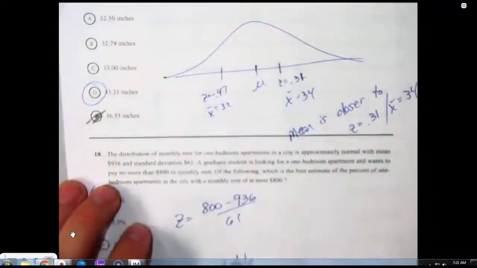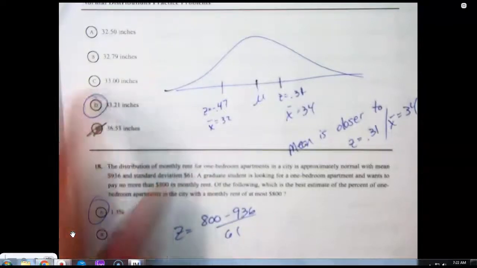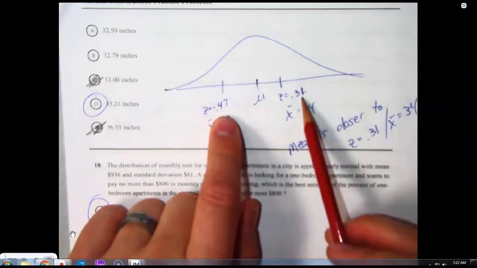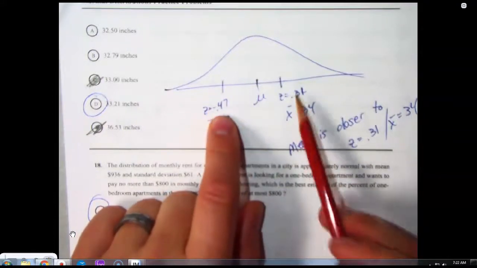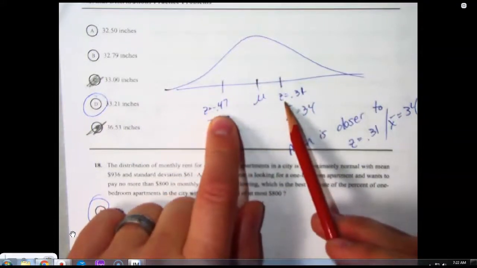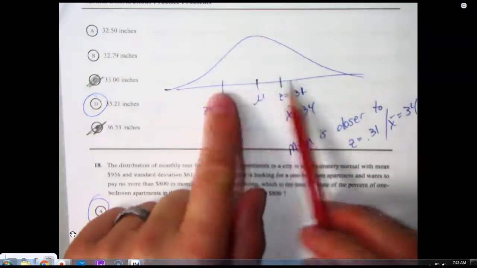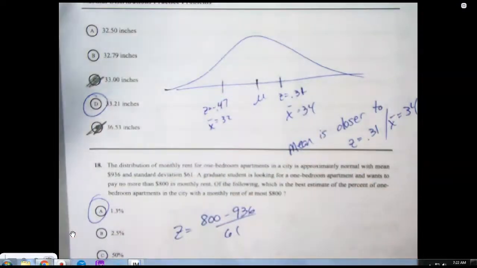So that one's out. Well, it's not 33 because it's not right in the middle of these two z-scores. If this were like z is -0.47 and z is 0.47, then it would be symmetric on each side, and you could say, oh, they're perfectly symmetric. What's right between 32 and 34? 33, you'd be done. But that's not the case.